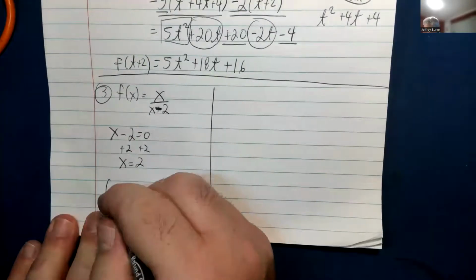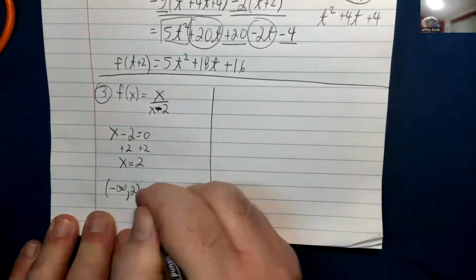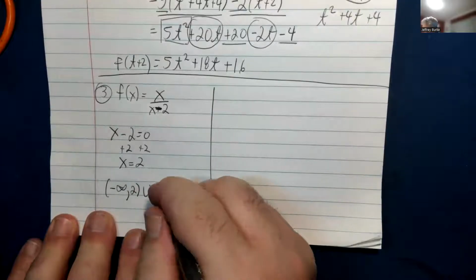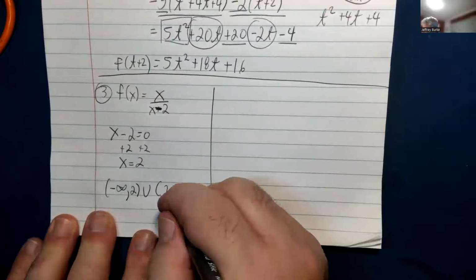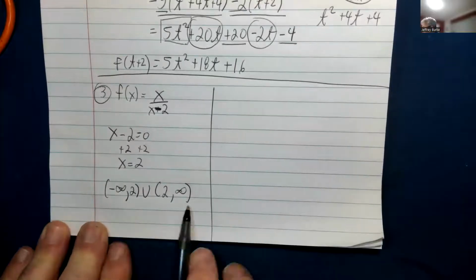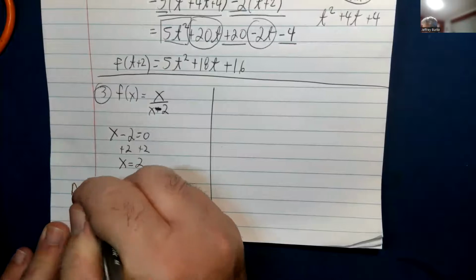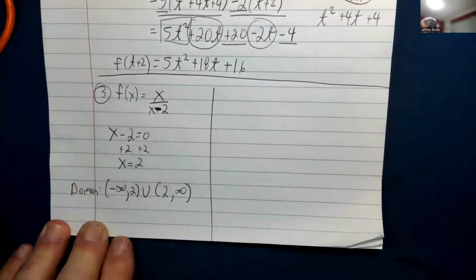So I'm going to go ahead and write this as negative infinity to 2, and then 2 to infinity. Now, you don't put the union symbol. The book didn't seem to make a big fuss about that, but I would prefer you have that if you could. That's how I would write the domain of the function here in interval notation. Let's examine question 4.